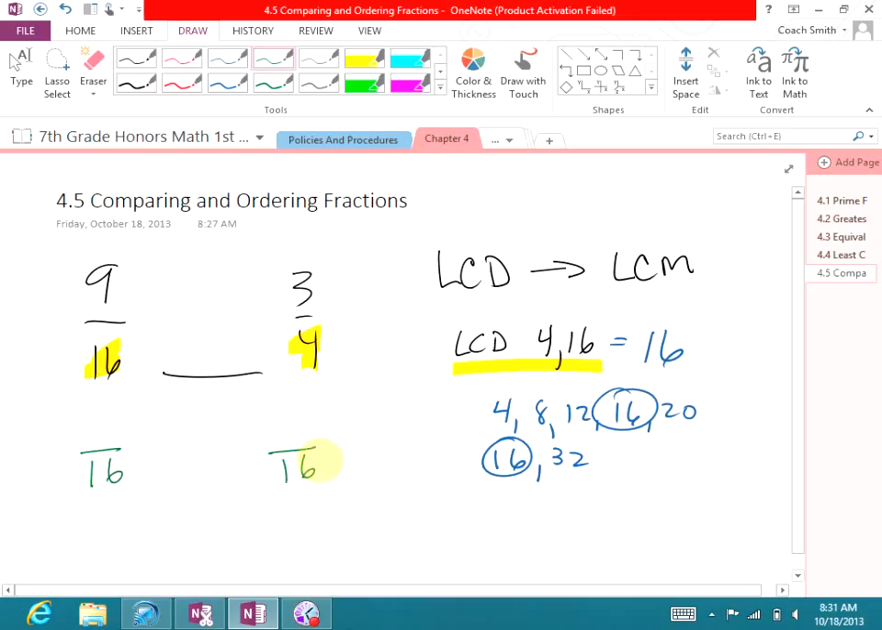Now, obviously our first fraction is already 16, so I just need to bring the 9 down. The second fraction is 3/4, so I have to multiply 4 by 4 to get 16. Same thing on top. So therefore, 3/4 would be the bigger fraction because 12 is larger than 9. Okay, so let's look at another one.